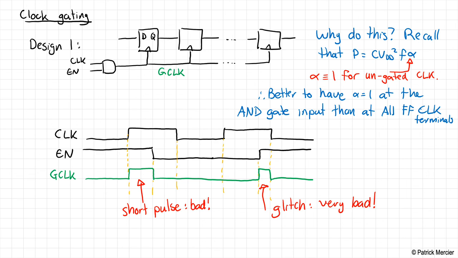In this particular latter case, we have a rising edge of this gated clock that's happening basically in the middle of the clock period. This is a very bad time to be having a rising edge of the clock. We want it to be synchronous with the rising edge of the clock. Okay, so this is not a good way to implement clock gating. So a better way to accomplish clock gating is to use a different design. We'll call this design 2.